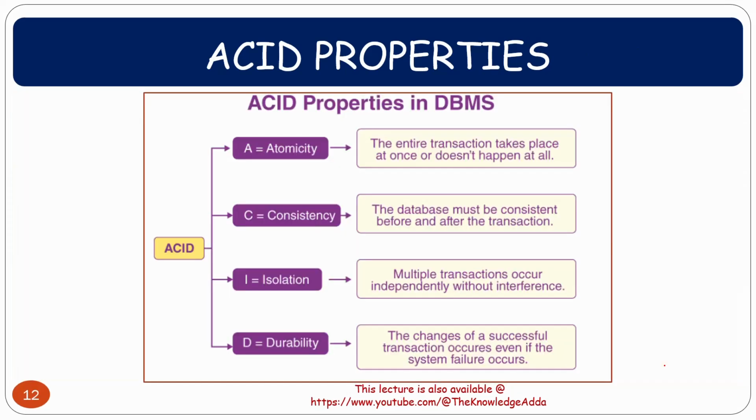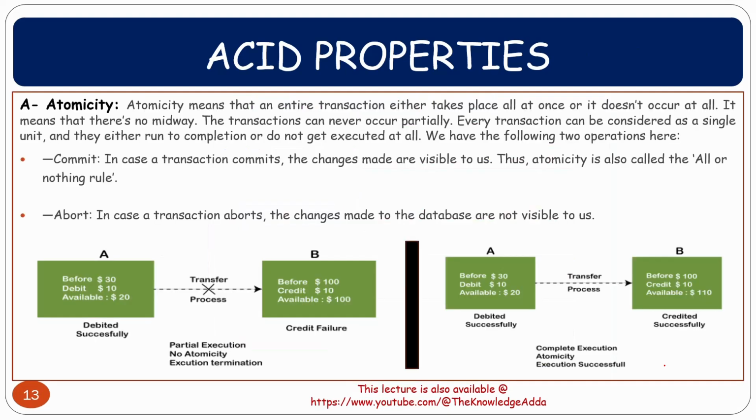Now, this is a summary of ACID properties. The entire transaction takes place at once or doesn't happen at all, and the database must be consistent before and after the transaction, and multiple transactions occur independently without interference, and the changes of a successful transaction occur even if system failure occurs. Now just taking a simple example.